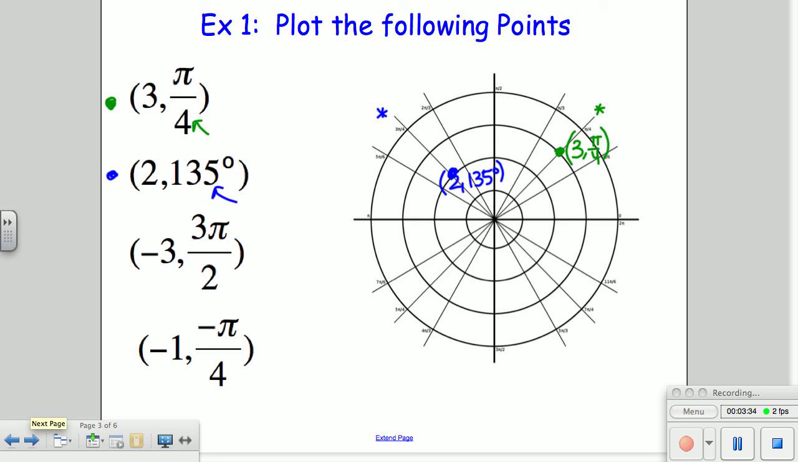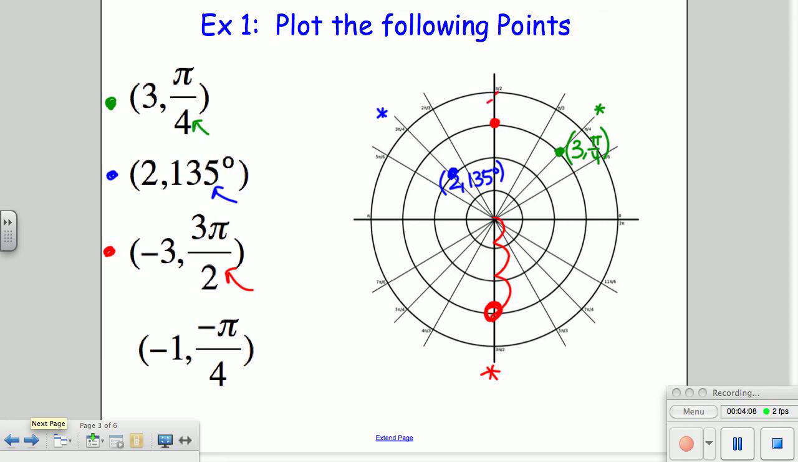Now the next one has a negative radius. So this is going to be an example of one where we're going to have to flip to the other side. We're going to start by going to 3 pi over 2. So 3 pi over 2 is down here. Now, we're going to go out 3 radiuses just like we normally would, and we're right over here. But now we're going to flip to the other side. We're going to flip up and down. So we're going to flip up top here, and it's actually going to end up here at pi over 2.